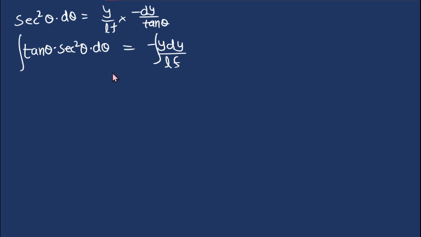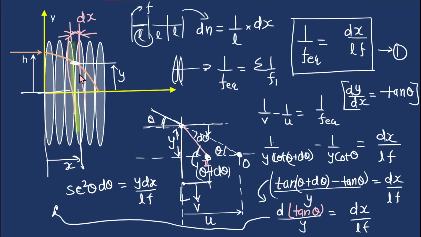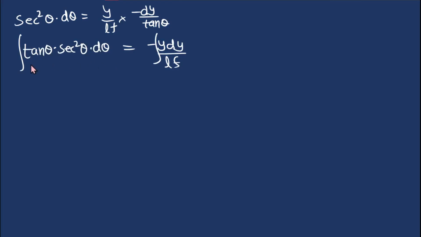So let's integrate it and let's put the initial limit. Initially, what was happening when the light was hitting on the first of this lens, the ray was parallel to the principal axis. That means the angle made was 0. And at this instant, the y value is equal to h. So initially, when theta was equal to 0, the value of y was equal to h. And at the general position, the y value is y and the theta value is theta, right?